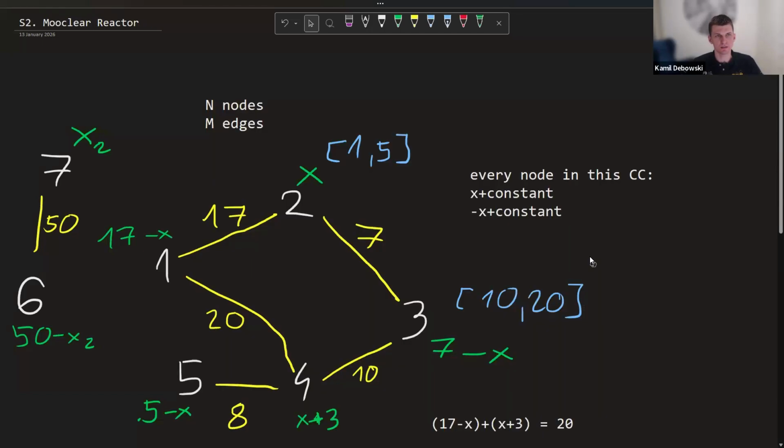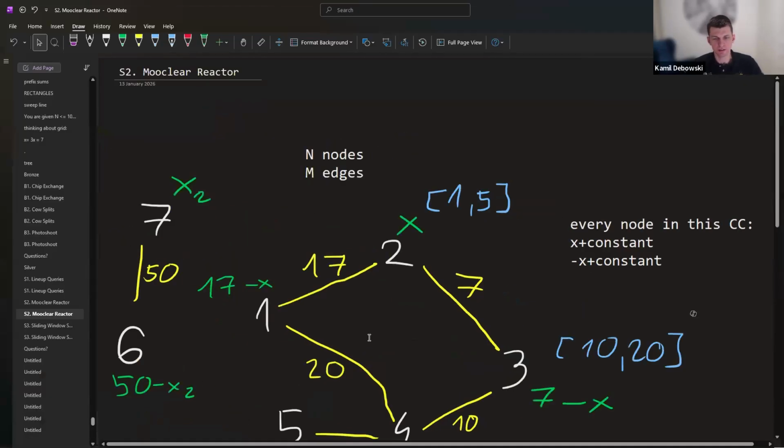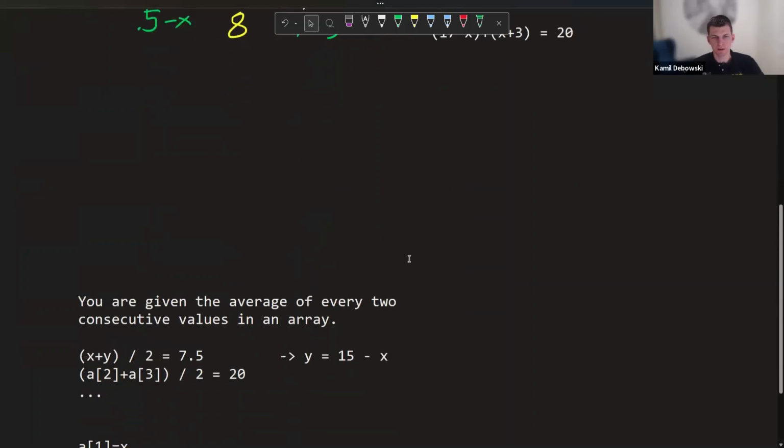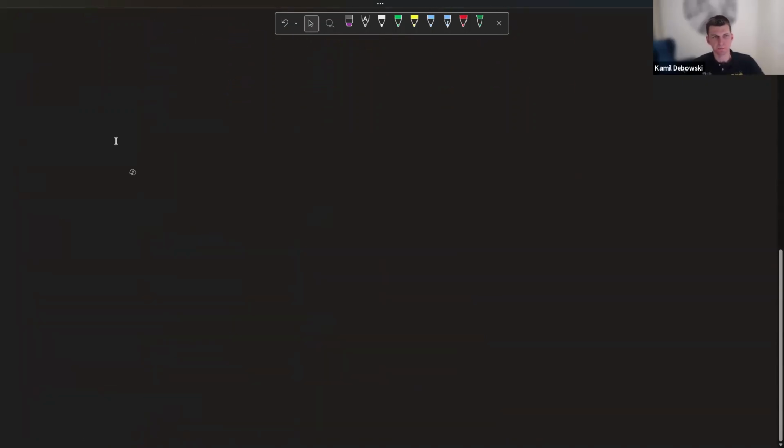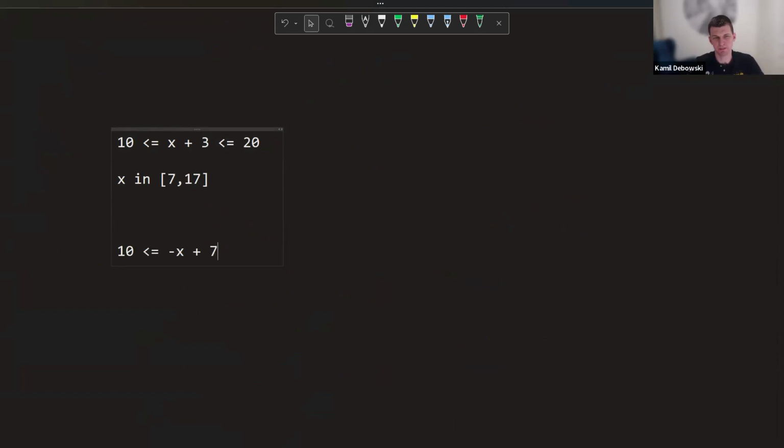Let's see, not sliding window. I think, or maybe I will scroll down. Let's erase this. Either you have something like this, 10 smaller equal than x plus 3 smaller equal 20. This transforms to x in range from 7 to 17. If instead you had the other type of inequality, so 10 smaller equal minus x plus 7 smaller equal 20, maybe let's use 6. Then let's transform this.